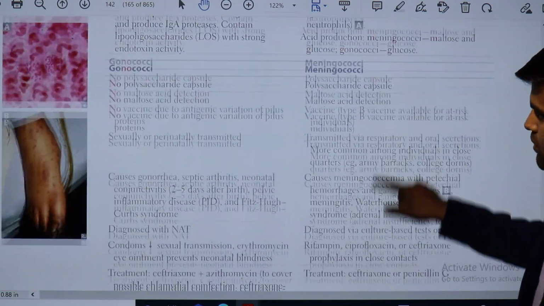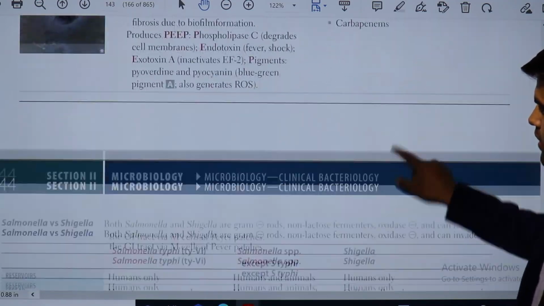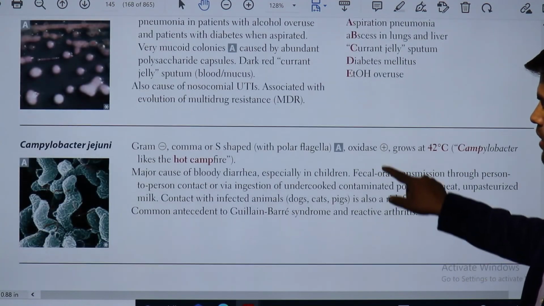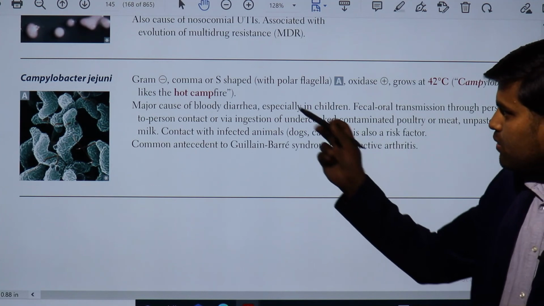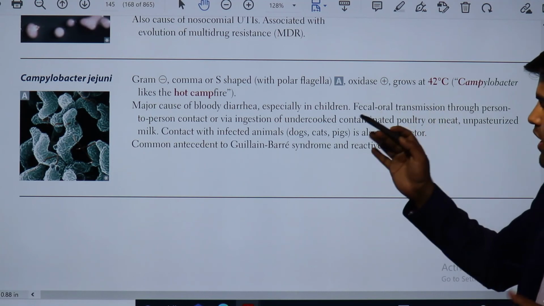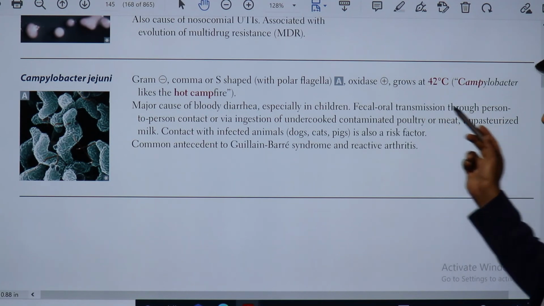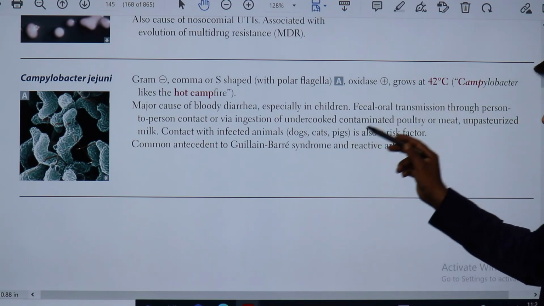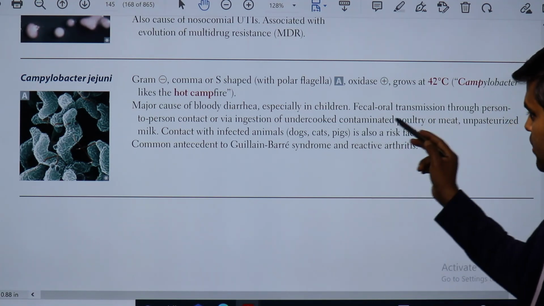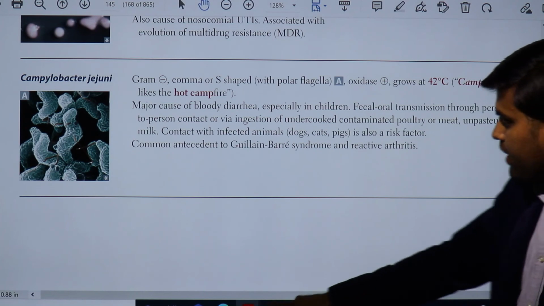Now if you want to know the source of this Campylobacter jejuni, let me go over there and revise it so that you cannot forget it. Okay, so we have E. coli, then Klebsiella and Campylobacter jejuni, and you can see the gram-negative comma-shaped rods with polar flagella, oxidase positive, growing at 40 degrees. This is Campylobacter, like a hot campfire, growing at high temperature. They cause bloody diarrhea, especially in children. Transmission is fecal-oral, from person-to-person contact or via ingestion of undercooked contaminated poultry or meat and unpasteurized milk. So your diagnosis is the source is undercooked contaminated poultry or meat, or unpasteurized milk.